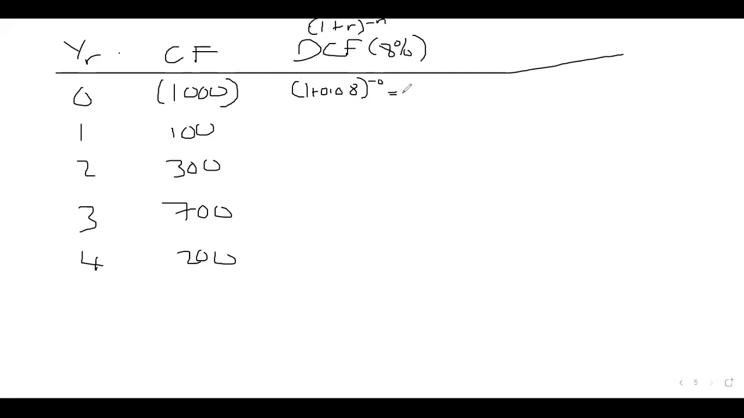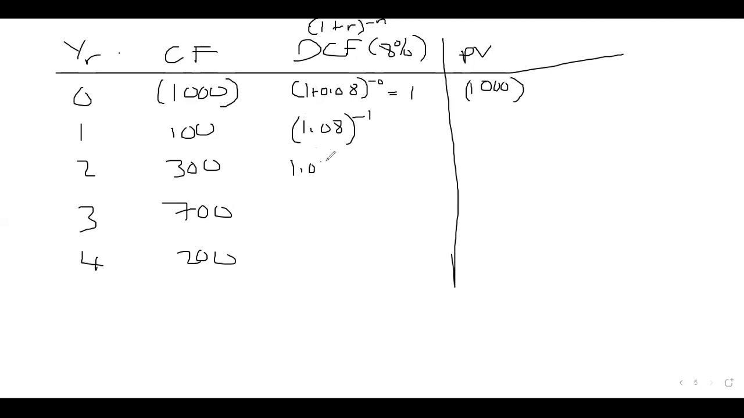Or negative 0. This one is simply giving us what? 1. So our present value here will be 1 times negative 1,000. We'll get negative 1,000. And the next one here, we're going to have 1.08 to the power negative 1. This one will be 1.08 to the power negative 2. This one will be 1.08 to the power negative 3. This will be 1.08 to the power negative 4.